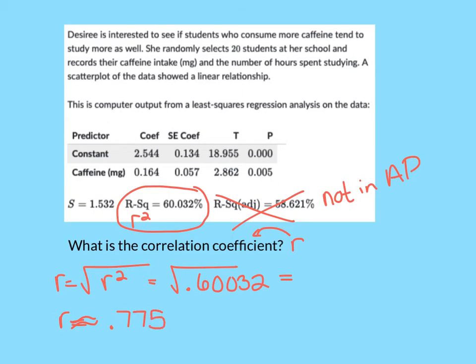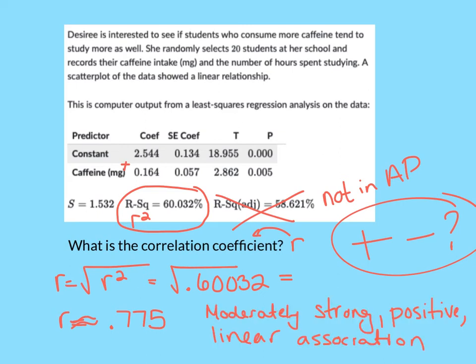One more thing you need to think about. Is it positive or negative? Because when you take the square root on your calculator, you will always be given a positive value. And this is where kids make a lot of mistakes. How do you know? You look at your slope, okay? So your slope is telling you whether you've got a negative or a positive association. My slope is positive here. It was 0.164. So I do have a moderately strong positive linear association between the milligrams of caffeine consumed and the hours spent studying. If you had a negative value right here, you would need to put a negative value for your R, okay?